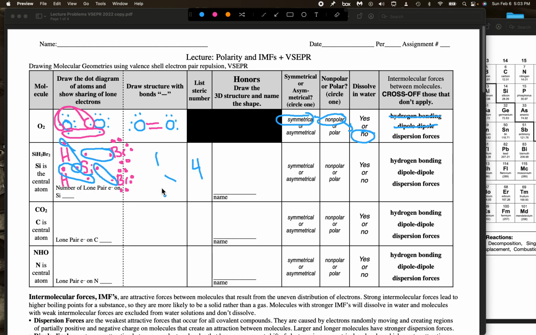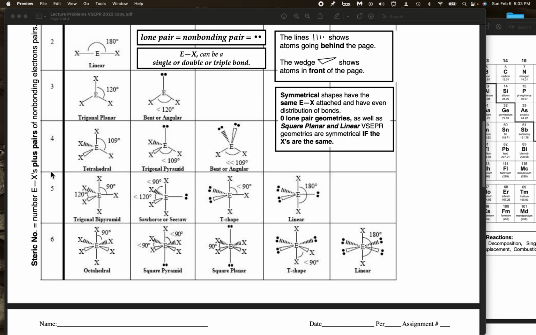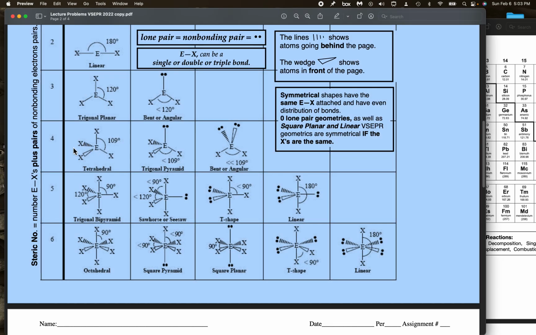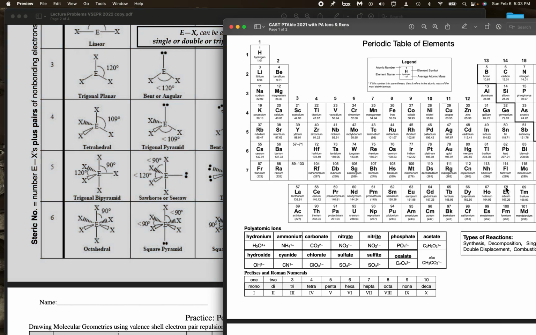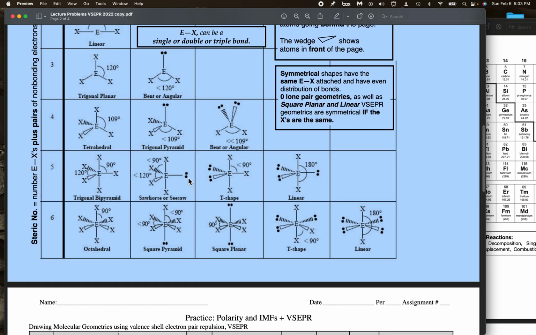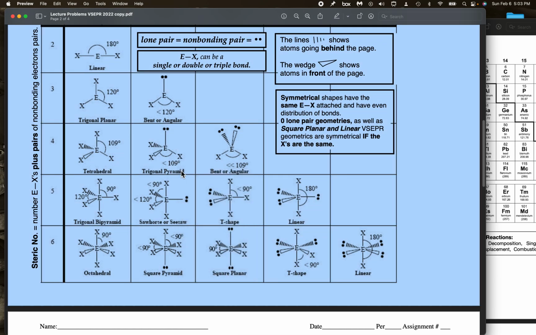So we're about to draw 4 bonds onto my silicon. That means it has 4. So let's go look and see what the shape will be for this molecule. The steric number is how many bonds you have plus the number of lone pairs. So we have 1, 2, 3, 4. So we're here. Oops. How do I undo that? Drat. I don't know what happened. There we go.